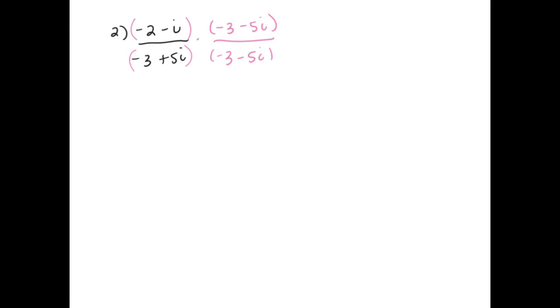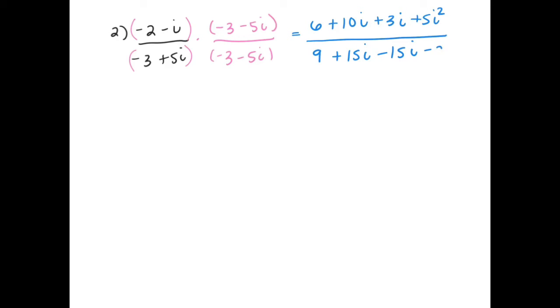Negative 2 times negative 3 is positive 6. Negative 2 times negative 5i, positive 10i. Negative i times negative 3, positive 3i. Negative i times negative 5i, positive 5i squared. That's my numerator. Denominator, negative 3 times negative 3, 9. Negative 3 times negative 5i, positive 15i. 5i times negative 3i, negative 15i. 5i times negative 5i, negative 25i squared.